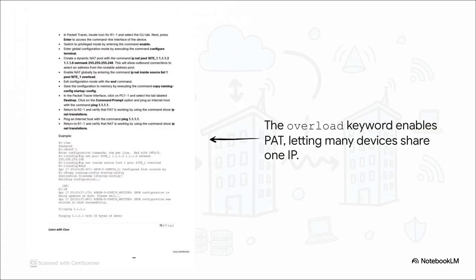And this single line of code right here is where all the magic happens. The key part, the absolute secret sauce, is that little word at the end, overload. That is what tells the router to do PAT, to let all those hundreds of our internal devices share that one single public IP address. Without that overload keyword, we'd run out of addresses in a second.